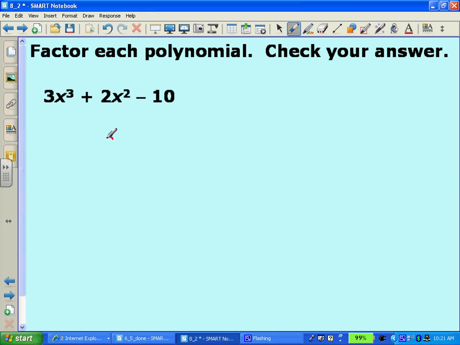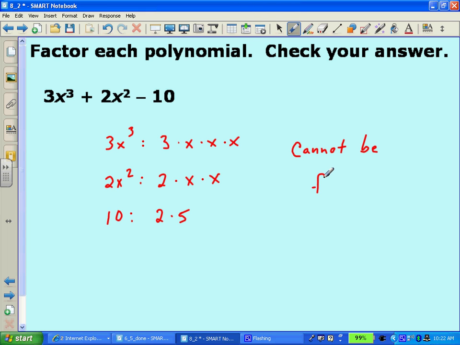Another one here to look at. Again, I want to factor these. So this is going to be 3 times x times x times x. 2x squared is 2 times x times x. And then I have 10, which is 2 times 5. Well, no common factors. So if there's no common factors, we just say cannot be factored. Because when there's no GCF, it's a 1, remember, and factoring a 1 out of here isn't going to change anything. So it's already factored as much as it can be.